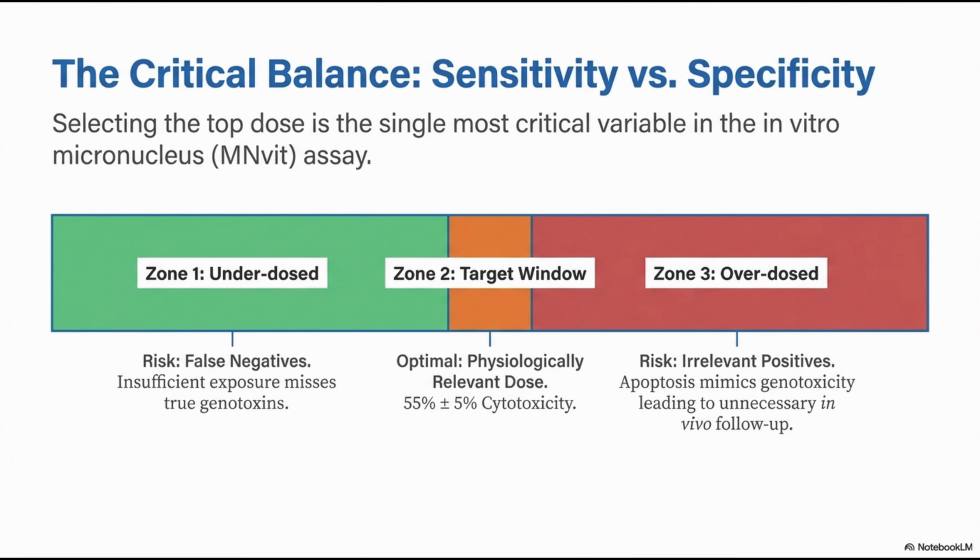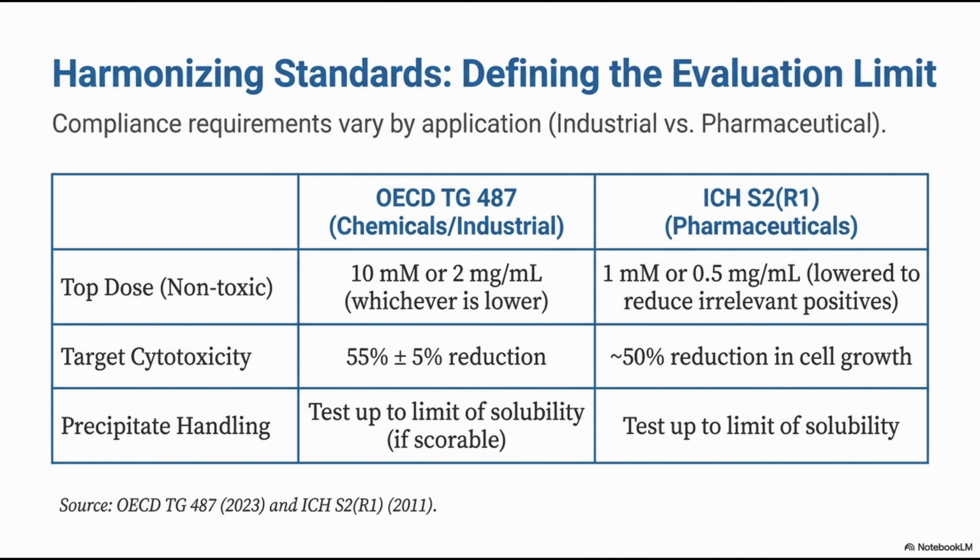Too low risks false negatives. Too high risks biologically irrelevant positives driven by cytotoxicity. Achieving the right balance requires understanding both the compound's toxicity profile and the regulatory expectations that guide dose selection. Regulatory limits differ between industrial chemicals and pharmaceuticals.